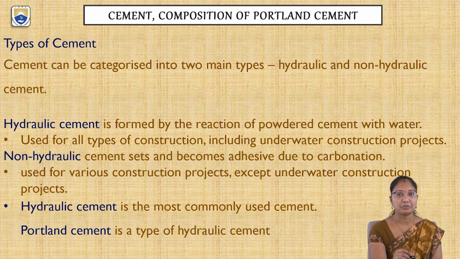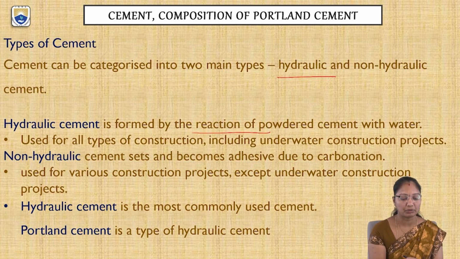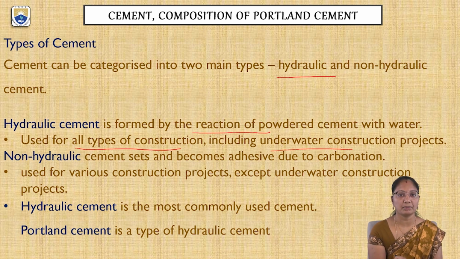Coming to the types of cement, there are two types based on the setting and hardening property, which are called hydraulic and non-hydraulic cements. Hydraulic cement is formed by the reaction of powdered cement with water. It is used for all types of construction, including underwater construction.